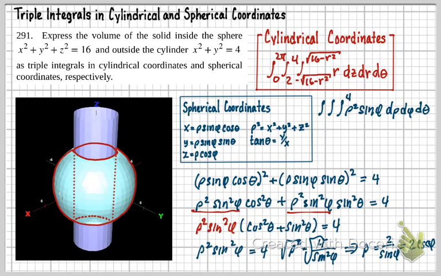So that's what my lower bound is going to be for my rho. My rho is going to actually be 2 secant phi. So that's that piece there. Now we're going to have to figure out phi here, because phi is next on the list.